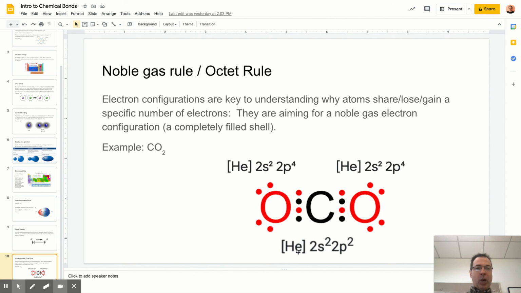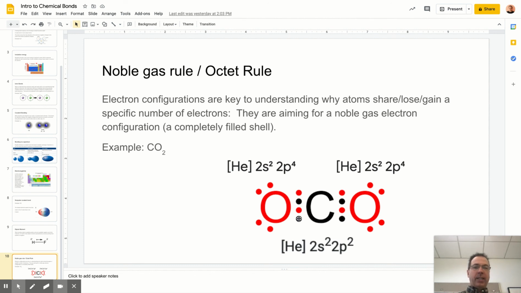And now it looks at the carbon. The carbon has the helium and then a 2s2 and then a 2p2. So it's short 4 electrons to get to that complete noble gas configuration, right? 2s2, 2p6. That 2 plus 6 is where the word octet, for 8, comes in. And so if you look, if they will share 4 electrons, it all works out, right?